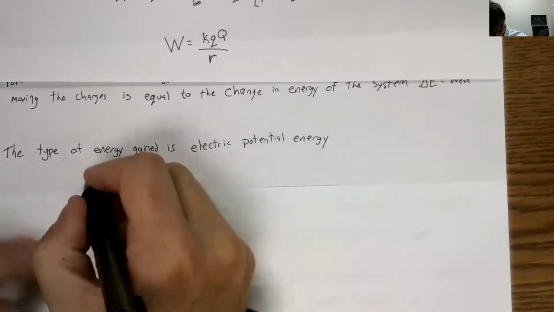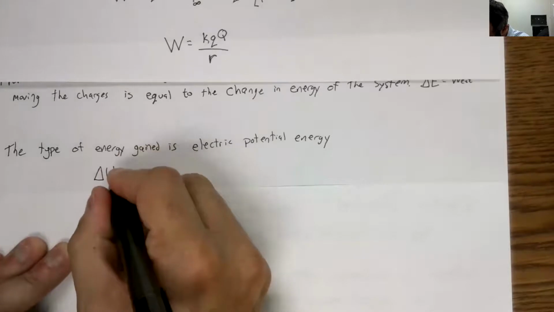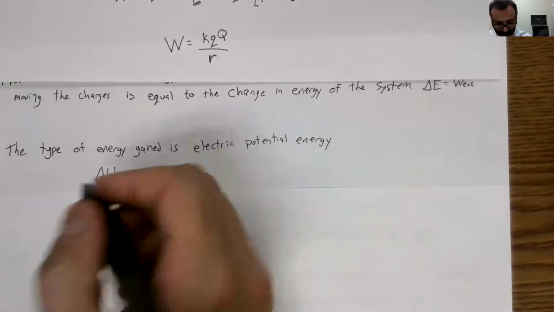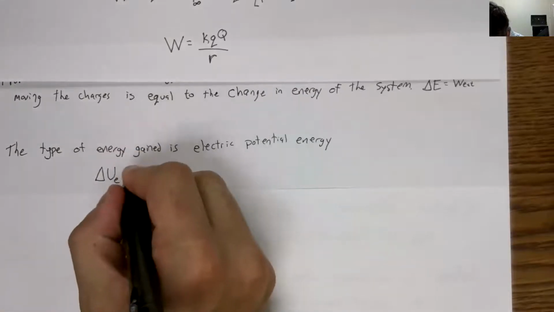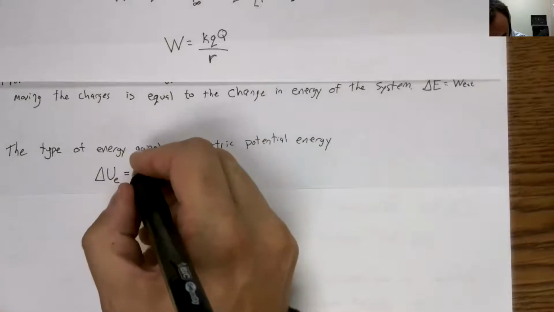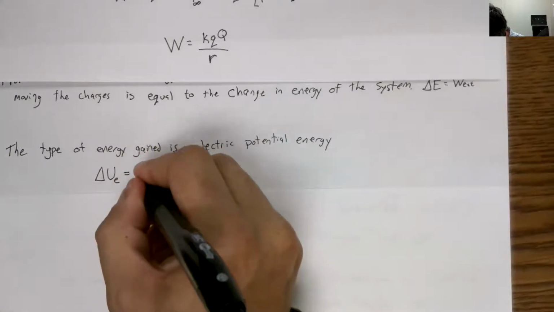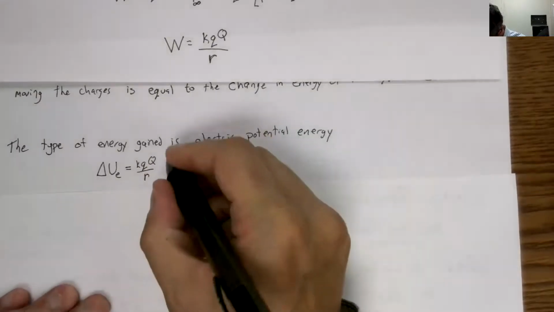Right, so in our example here, the change in U_E, capital U for potential energy, the E to denote that it's electric potential energy, is then the work that we did, which we found was kQ over r. Right, that's for our example.